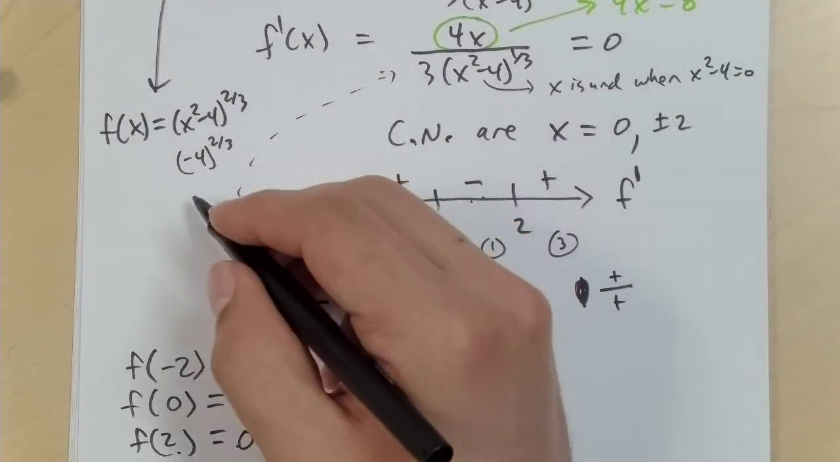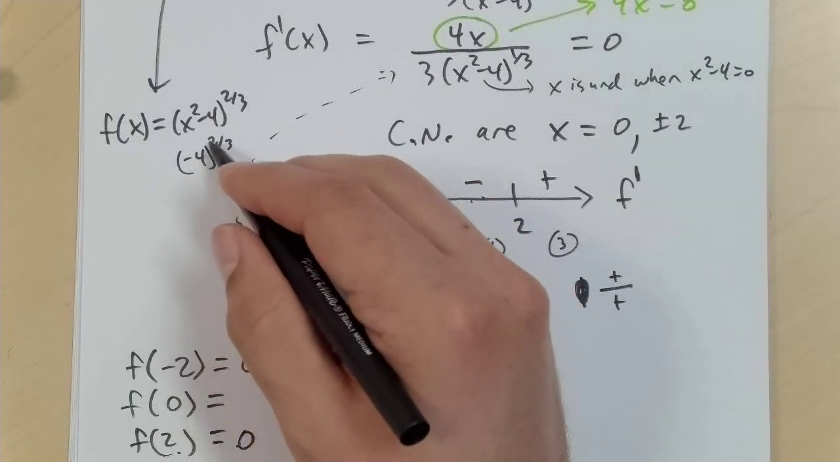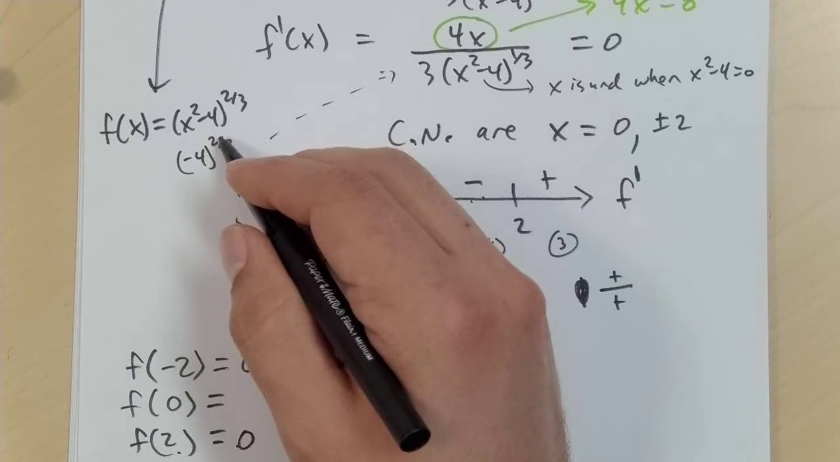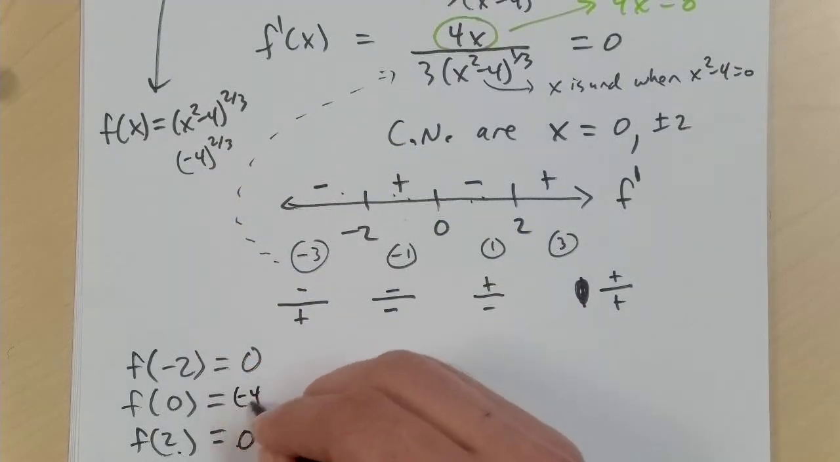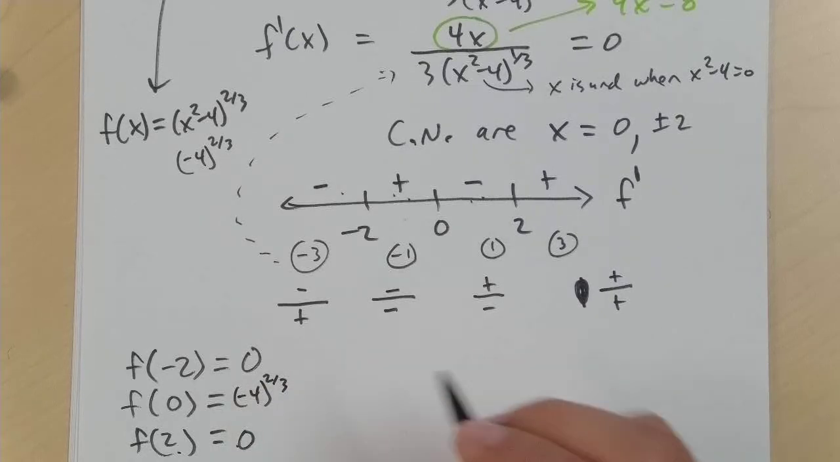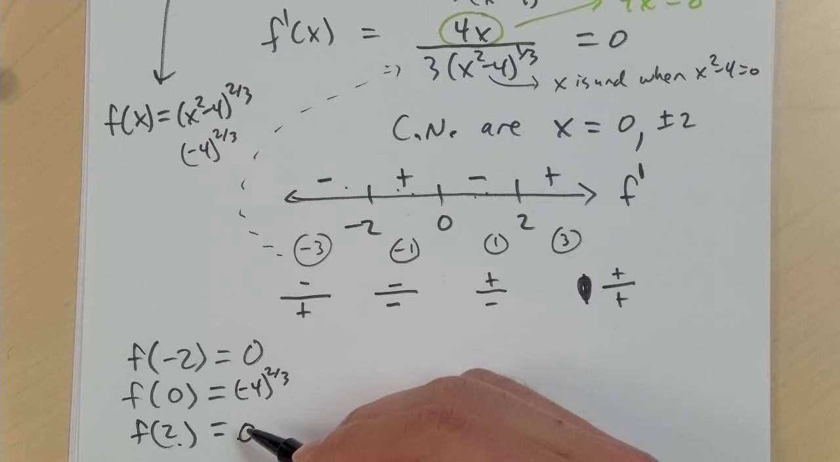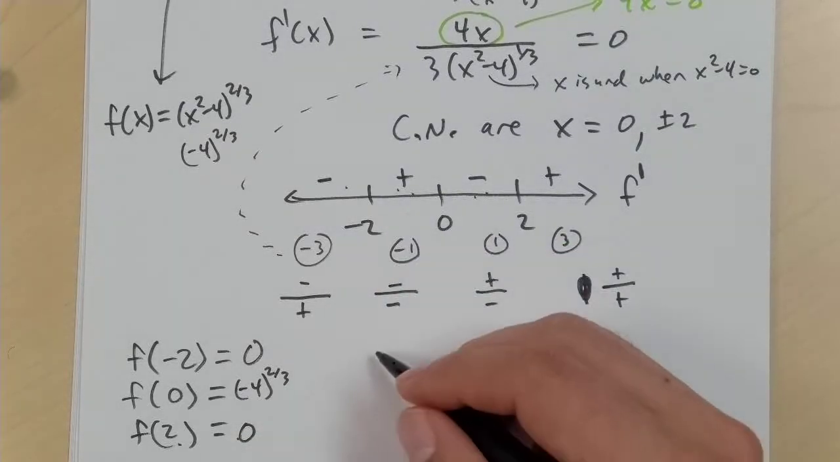And so really what that's going to be is, if you square the -4, you get 16. So it's the cube root of 16. Or if you'd rather just leave it this way, that's fine too. Okay? So these are the values. And now we're going to summarize everything we found.